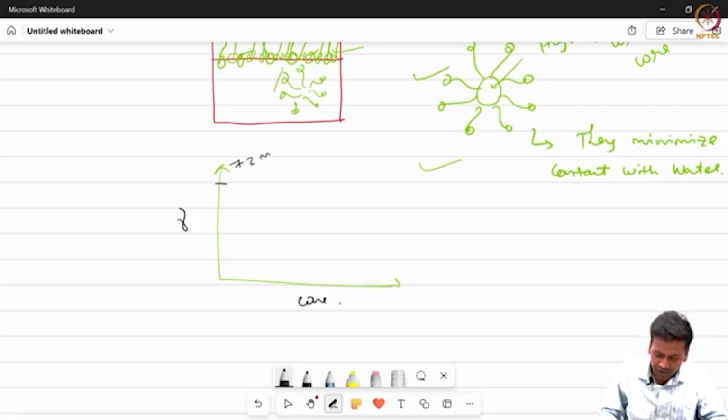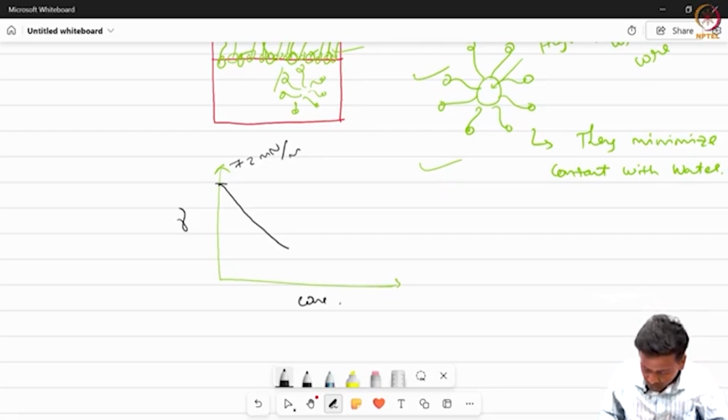The surface tension of water is usually around 72 millinewton per meter. Because you add more concentration, the surface tension goes down, and then it will reach a stage where the surface tension that you measure remains the same, because the surface concentration is going to remain the same, right? Whatever you add further will not get absorbed at the interface, it will go into the bulk.